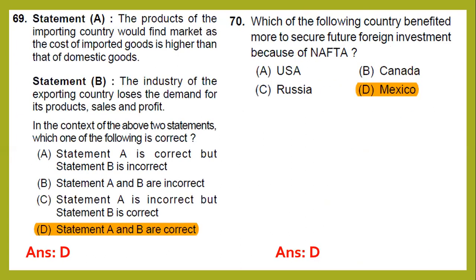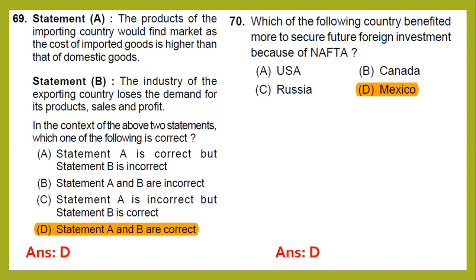So 69th question, statements A and B. Statement A: the products of importing countries would find market as the cost of imported goods is higher than that of the domestic goods. Statement B: the industry of the exporting country loses the demand for its product, sales and profit. Statements A and B are correct.